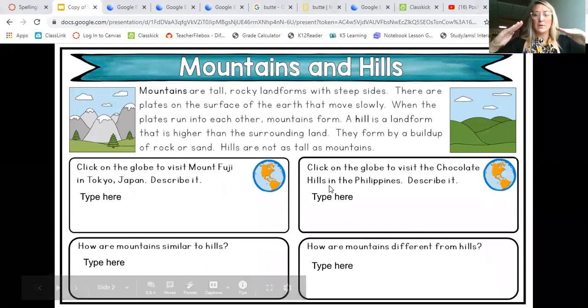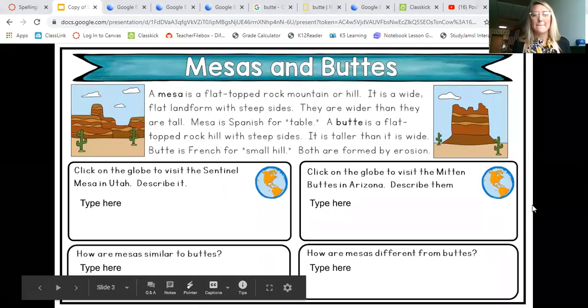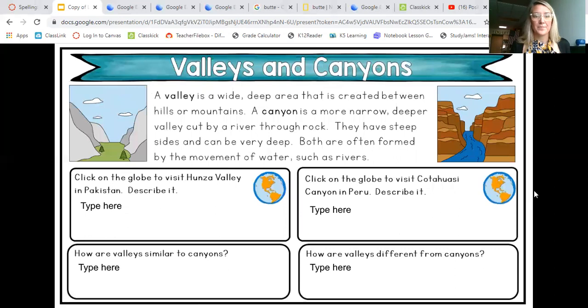Mountains and hills. Remember, mountains are when 2 plates come together and form a mountain. They are much higher than hills. Hills are created by rock and sand being layered on top of each other. Mesas are wide, flat-topped mountains. Their top is much wider than their height. Buttes are the opposite. They're much taller and narrower with a smaller flat top.